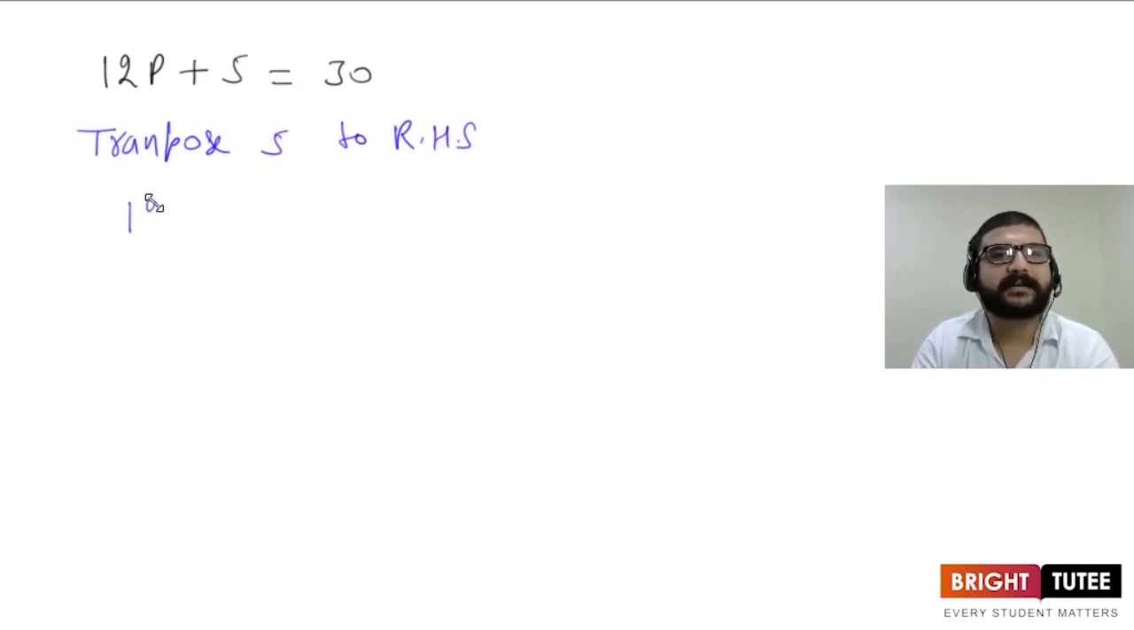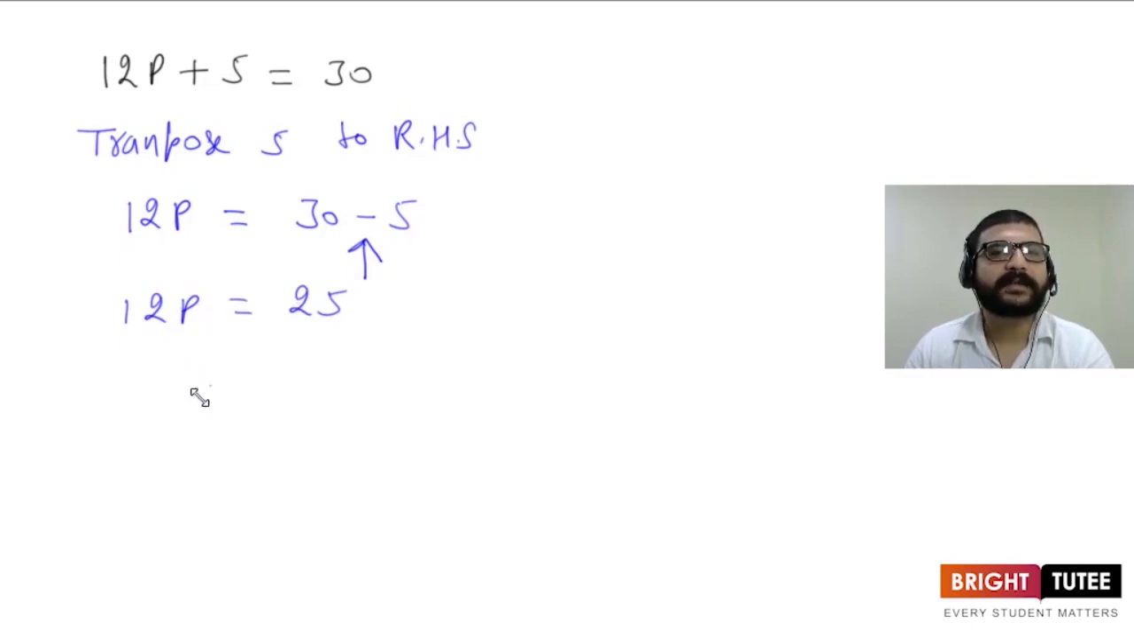So we will get 12p is equal to 30 minus 5. This minus is here because here it was plus 5. On the left side it was plus 5, so on the right side it will be minus 5 when transposed. So now we will get from here 12p is equal to 30 minus 5 gives us 25.